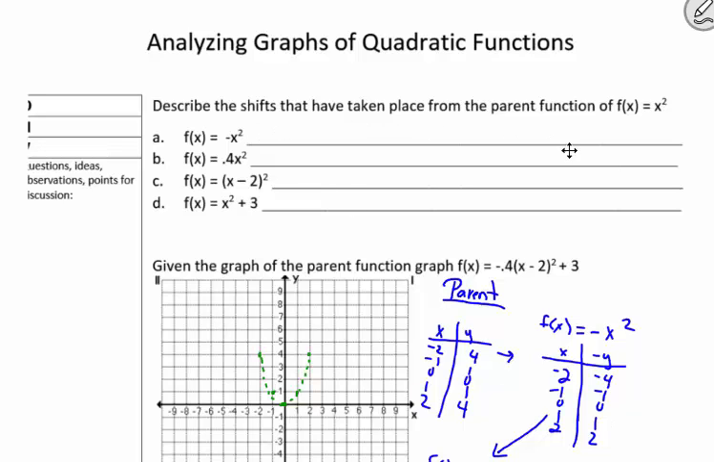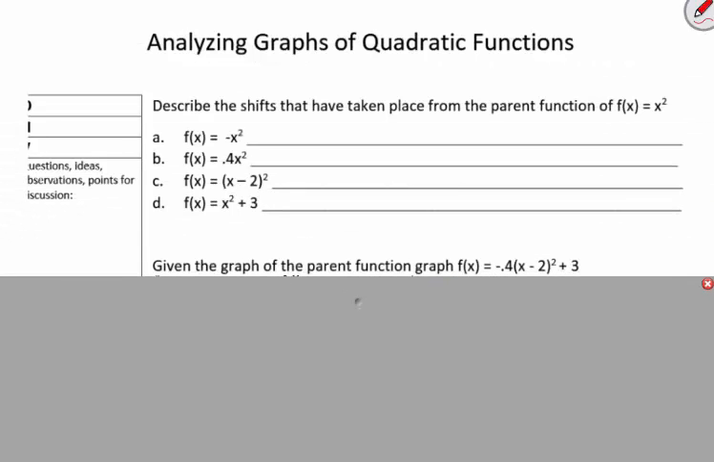Alright, first off, when we're describing the shifts, here we have our parent function equals x squared, and we want to talk about what each one of these shifts represents. So we're going to go through from the last unit. Let's just talk about these individually. So you have a negative outside, and we have to think about horizontal versus vertical. Horizontal.